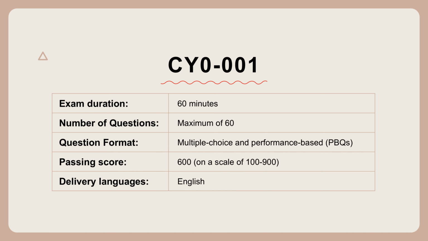Before we get into those actual scenarios, let's establish the ground rules. Based on our source material, here's a rapid-fire rundown of the basic parameters for the CY0-001 exam. You will have a duration of 60 minutes to complete a maximum of 60 questions. Which is a pretty tight time frame, honestly. Yes, and the format is a mix of multiple choice and performance-based questions, which you might see referred to as PBQs. You are aiming for a passing score of 600 on a scale that ranges from 100 to 900. And finally, the delivery language for this assessment is English. Keep that pace in mind, though. 60 minutes for up to 60 questions means you need to be able to identify the core vulnerability or solution in a scenario almost instantly.